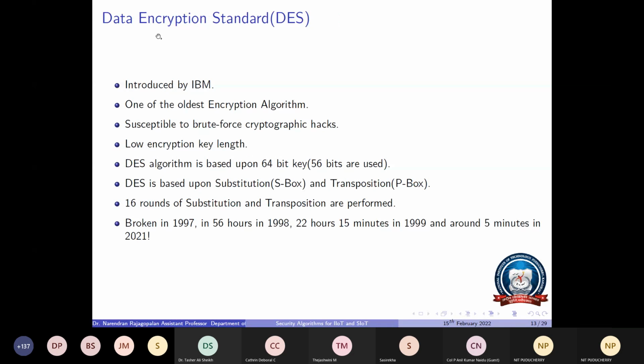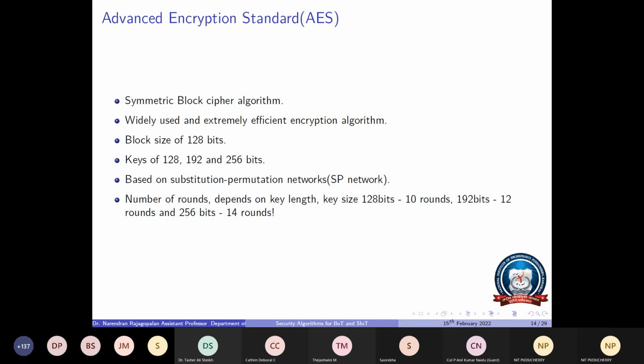Basically, there was also another improvement for the Data Encryption Standard, triple DES, with a bigger key, which was about a 128-bit key, but that also lost its significance with time and has been phased out. The Advanced Encryption Standard is the most widely used encryption algorithm.